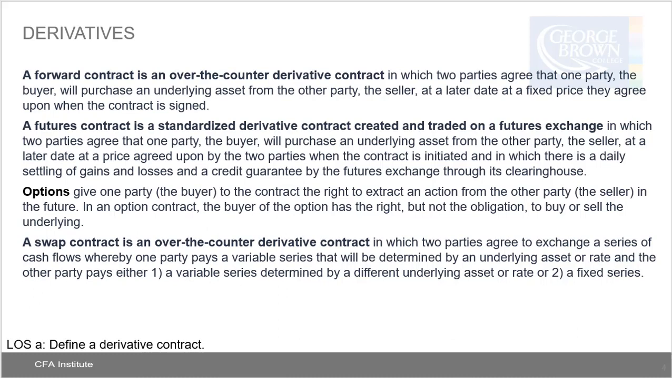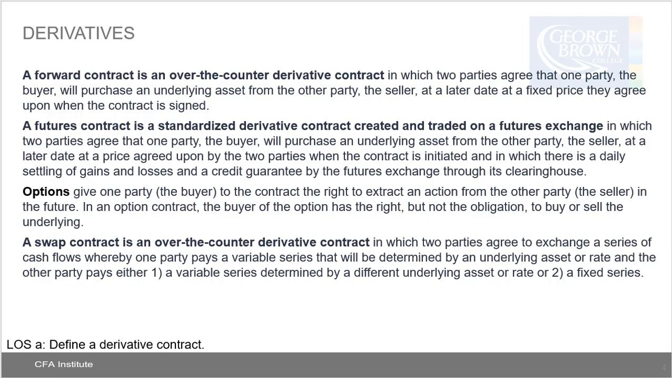Learning outcome statement A is define a derivative contract. So you can see this topic in this chapter is dealing with forwards, futures, options, and swaps. So just going to give the definition. A forward contract is an over-the-counter derivative contract in which two parties agree that one party, the buyer, will purchase an underlying asset from the other party, the seller, at a later date at a fixed price they agree upon when the contract is signed. Okay, no money is exchanged hands when the contract is signed.